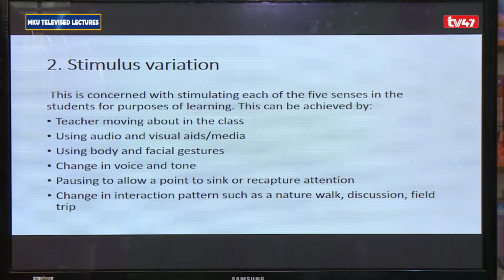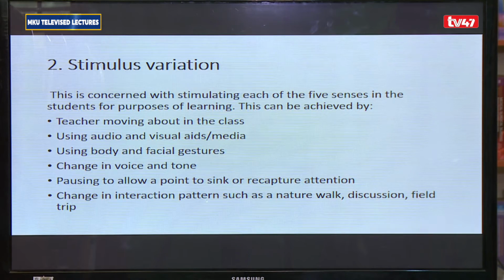The second one is using the audio and visual aids or media. You can use a radio, you can use a video to break the monotony of the students listening to the same voice for 40 minutes or 80 minutes. Using body and facial gestures. There are some people who are very good in using their hands as they explain something.